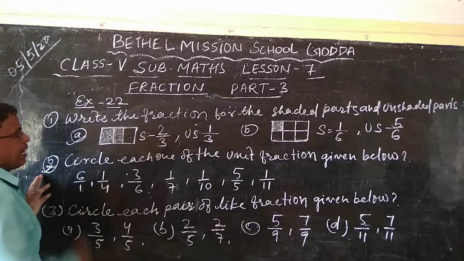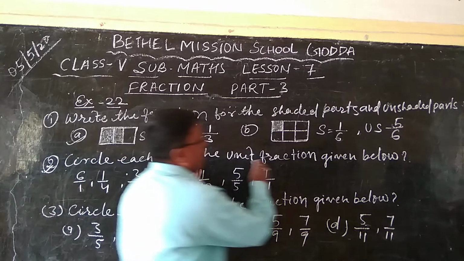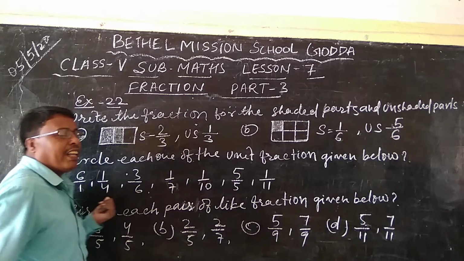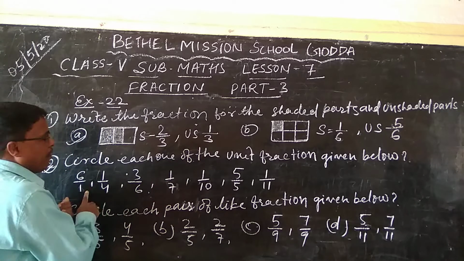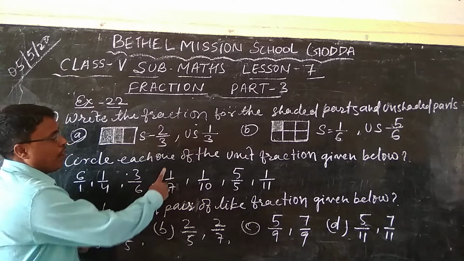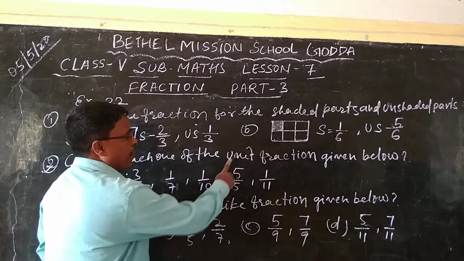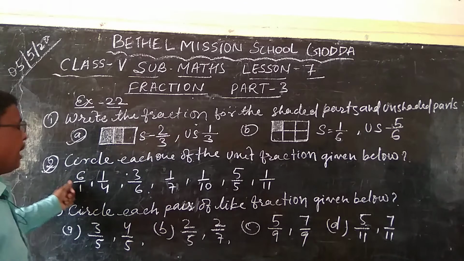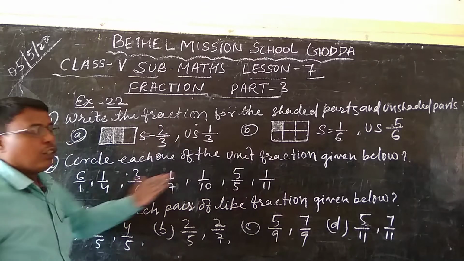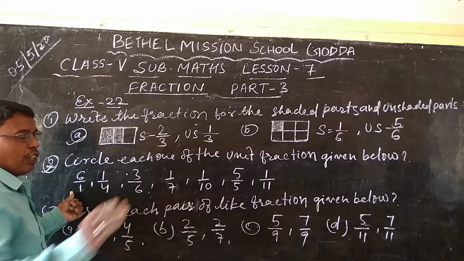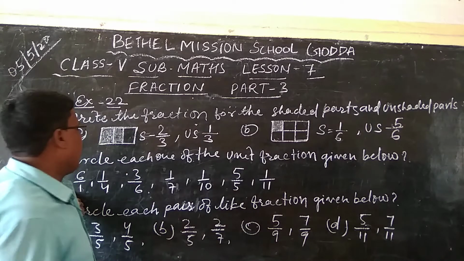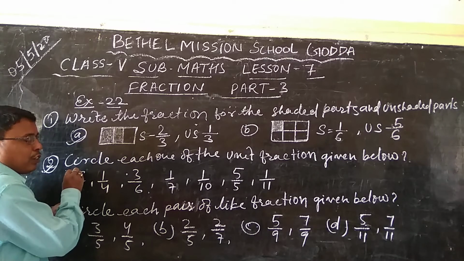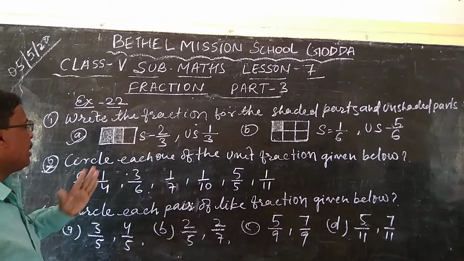Next question: circle each one of the unit fractions given below. Here some fractions are given, and you identify only the unit fractions: 6 by 1, 1 by 4, 3 by 6, 1 by 7, 1 by 10, 5 by 5 and 1 by 11. First, you should know unit fractions. What is a unit fraction? The numerator is only 1. So here the numerator is 6, so 6 is not equal to 1.